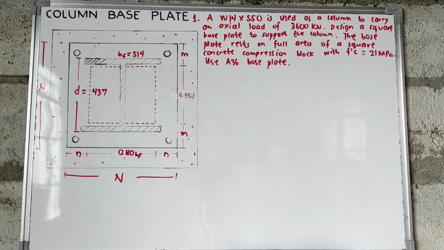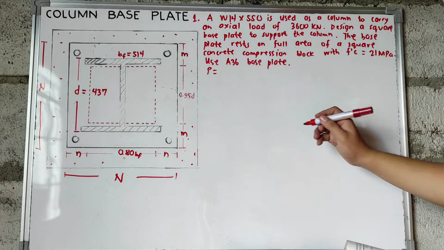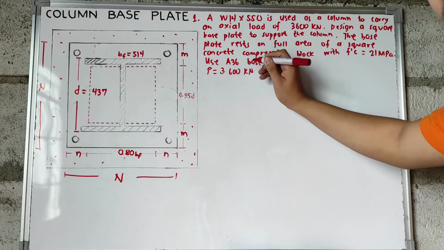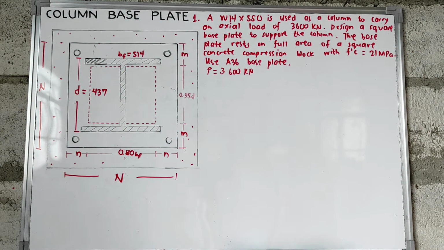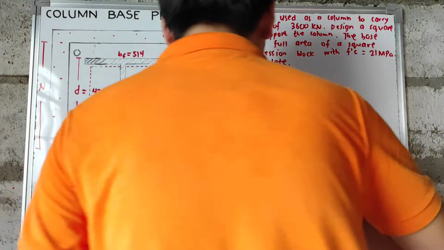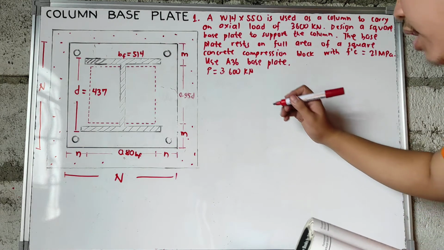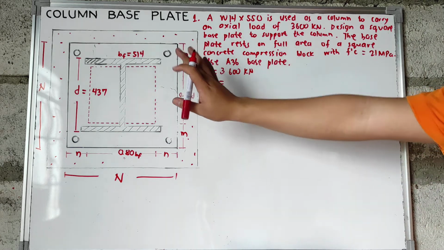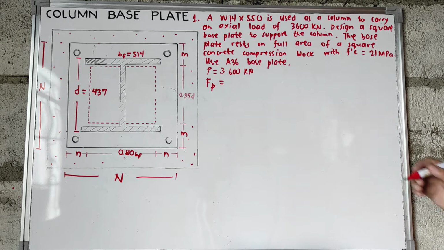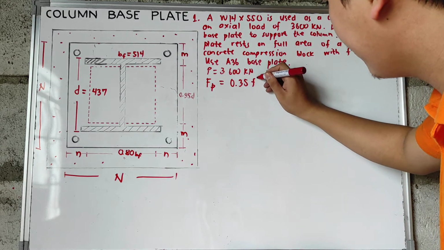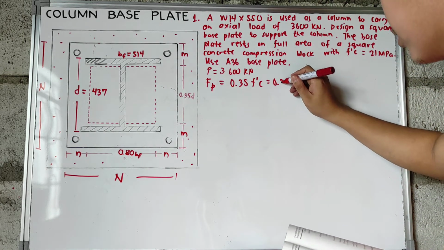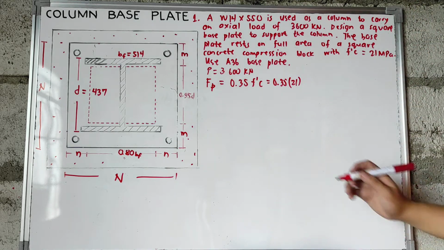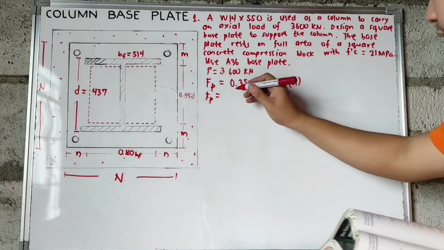So, yung first step natin dito is indicate muna natin yung column load natin. So, the value ng column load natin as stated dito sa problem natin is equal to 3,600 kilonewton. Then, after considering yung column load natin, hanapin naman natin yung value ng allowable bearing stress natin. So, for this one, solve natin yung allowable bearing stress dito sa concrete natin. So, since yung dimension ng base plate natin is kinover niya etong sa concrete natin, so the value of your allowable FP is equal to 0.35 F prime C. So that is equal to 0.35 multiplied by 21. So the value of your FP is now equal to 7.35 megapascal.